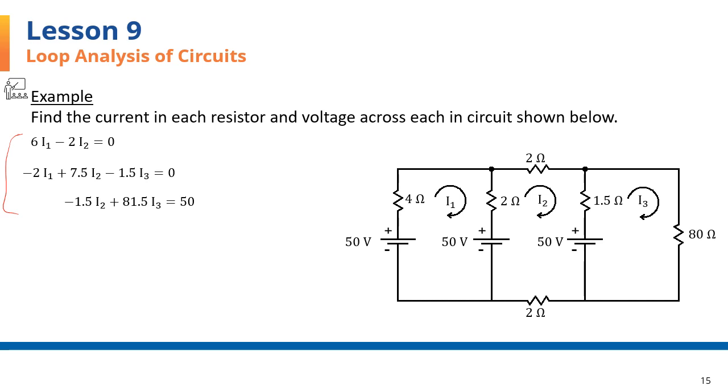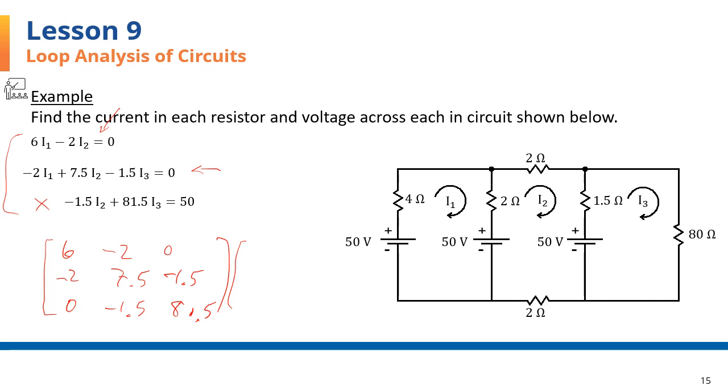using a calculator. Here I used the Excel sheet, and the way I did it was to form a matrix of the coefficients 6, -2, and 0, because the third term here is missing. -2, 7.5, and -1.5 for this second line of equation. And for the third one, 0, because the I1 term is missing, -1.5 and 81.5. That's the 3 by 3 matrix of coefficients.